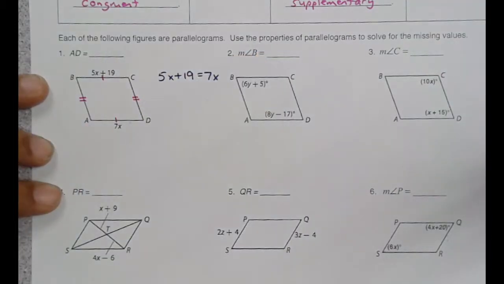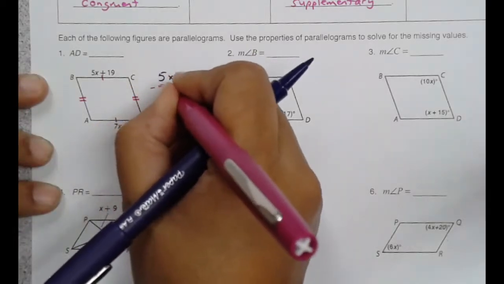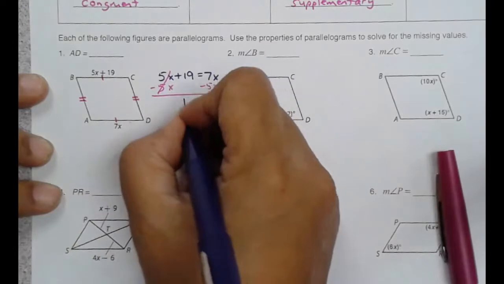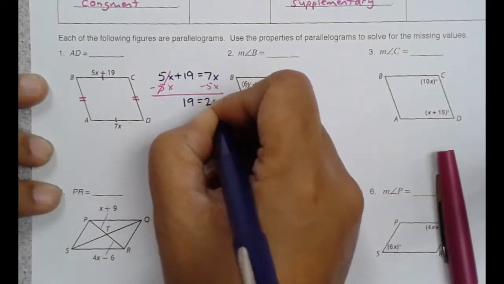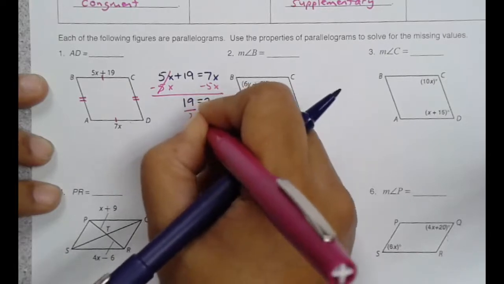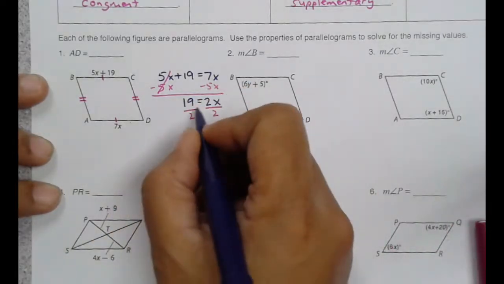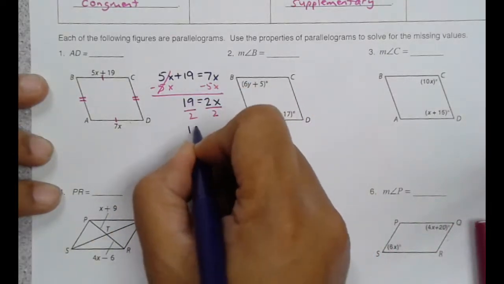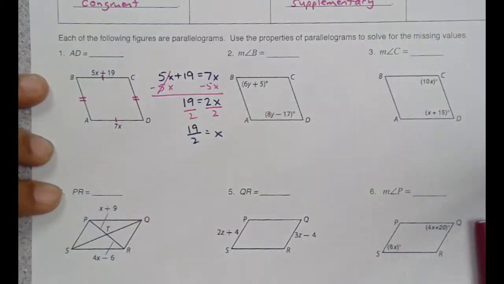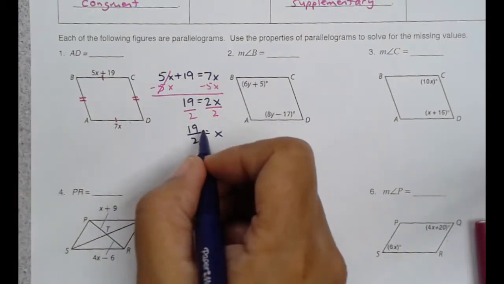Let's get the x's on one side. I'm going to move my 5x over by subtracting it. That gets rid of this. We have 19 equals 2x. And then the last step is to divide by 2. All right, well, 2 doesn't go into 19. You can leave your answer as 19 over 2 if you want, or you can say 9.5. I'll just go ahead and leave it like this for now.